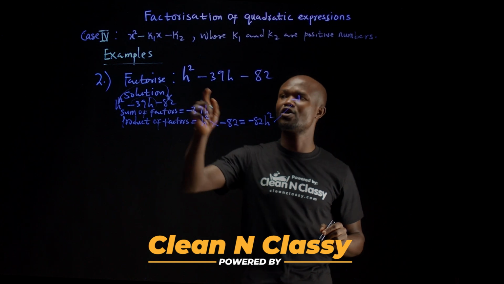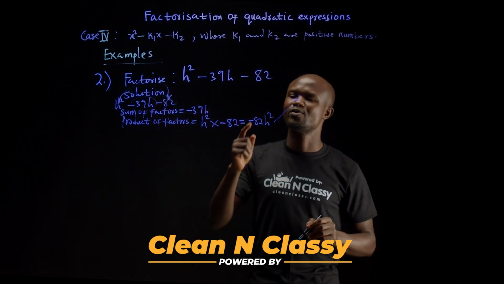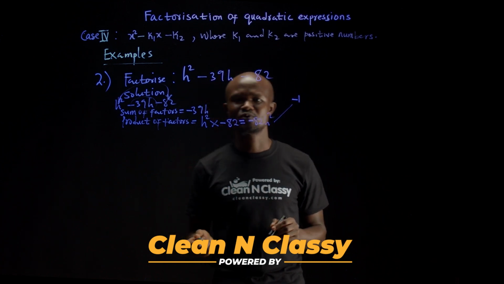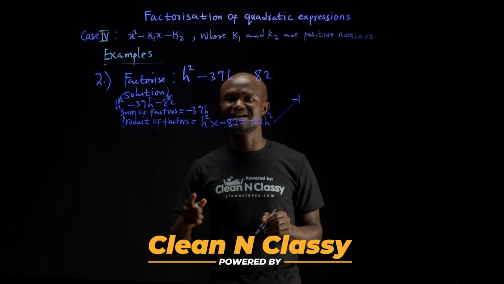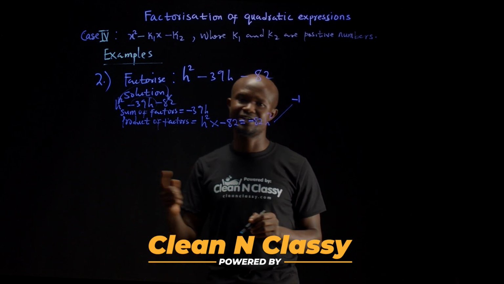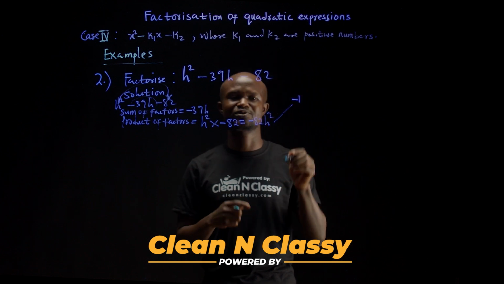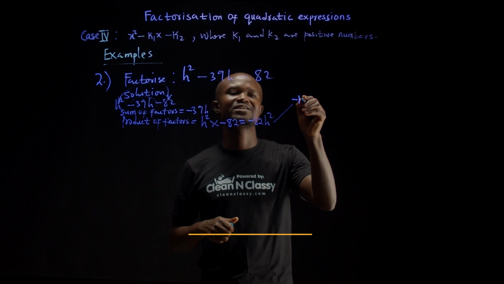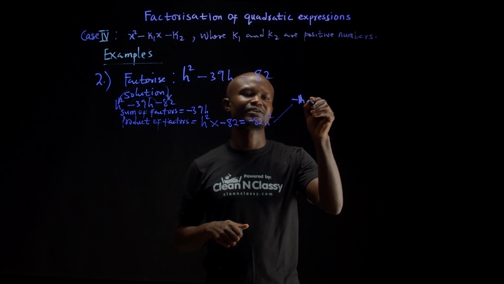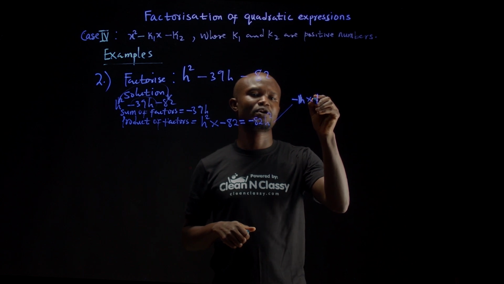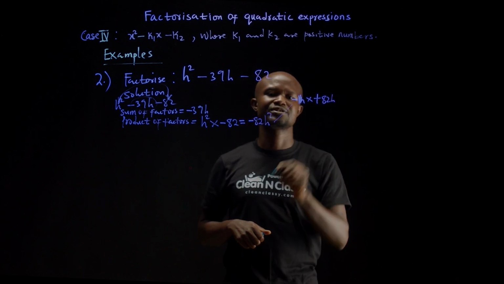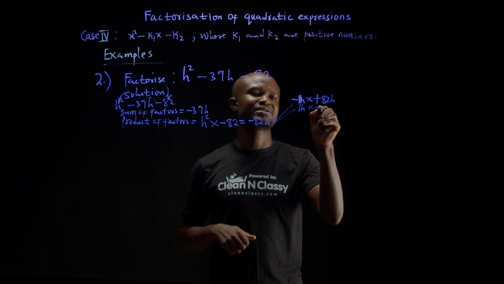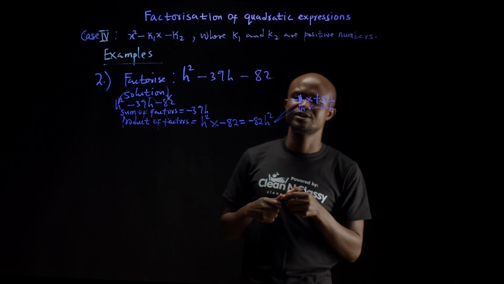And don't forget, because we are dealing with case 4, one of the factor is going to be negative, while the other one will be positive. It's the same thing as case 3. One factor negative and the other factor will be positive. Please take note of that. So here we can have minus 1h times plus 82h. We can also have 1h times minus 82h.